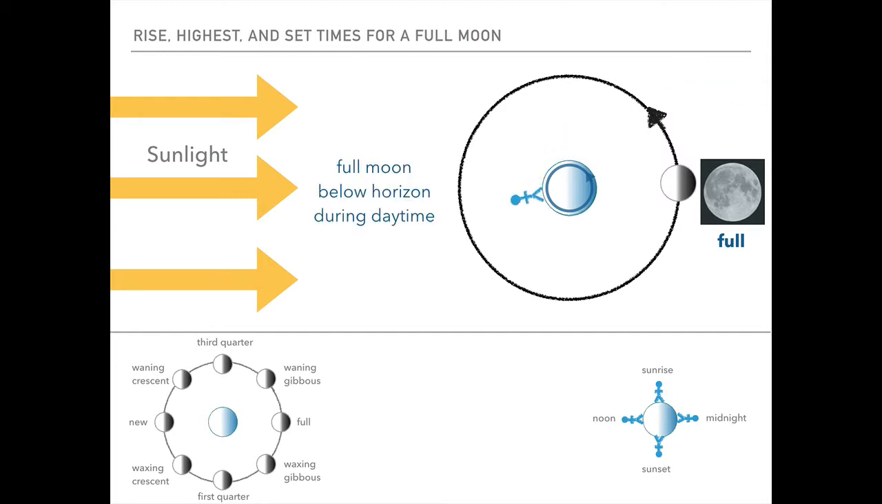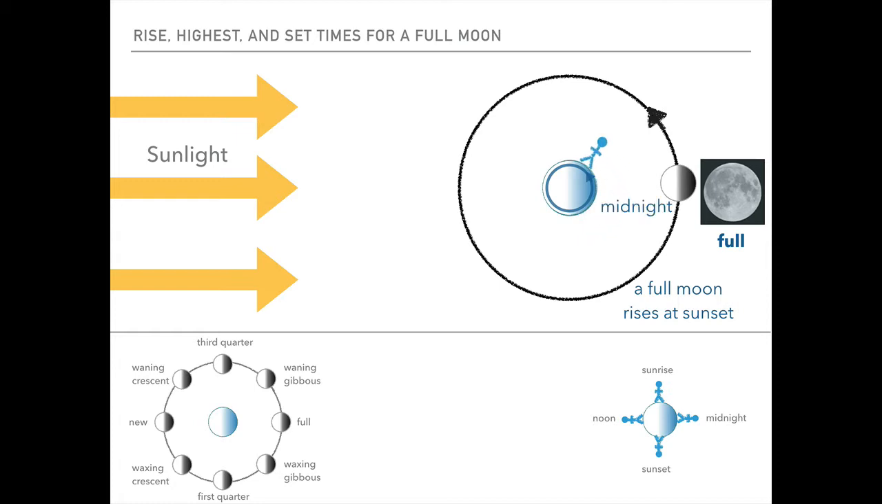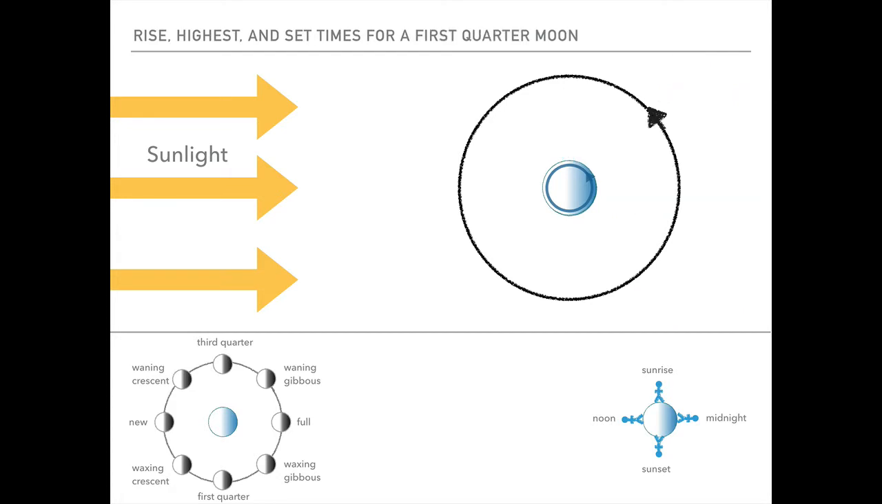The full moon is then below the horizon throughout the daytime, rising when the sun sets. This should make sense because the full moon is exactly opposite the sun in our sky. Therefore, a full moon rises when the sun sets, reaches its highest point at midnight, and sets when the sun rises. Let's apply the same procedure to a first quarter moon.